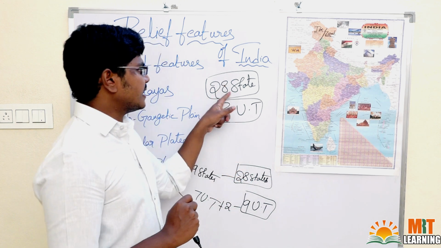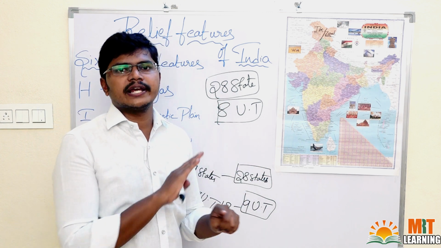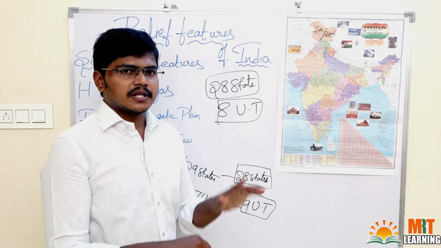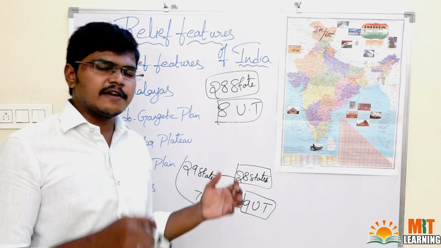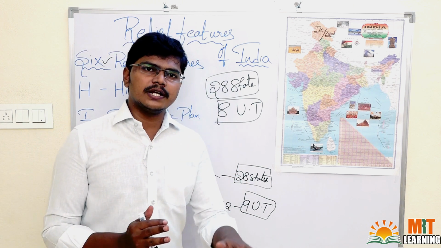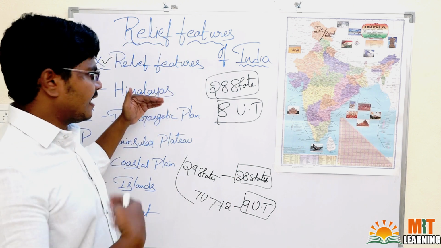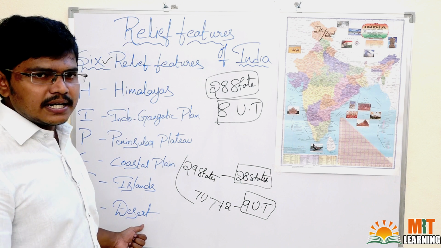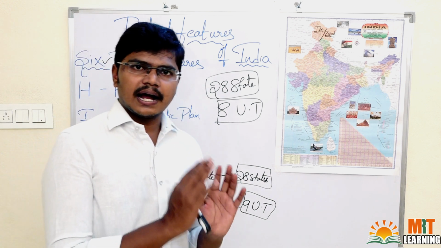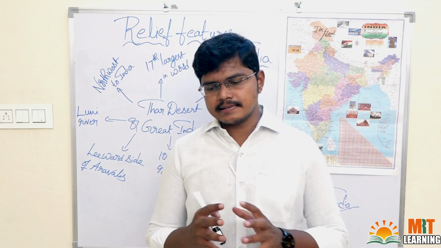Okay now, 28 states and 8 union territories presently we have. Don't get confused. Now coming to 6 relief features, in brief we can discuss in this video. In this video I will discuss only deserts and islands. From bottom to top I will explain. So now I will discuss deserts and islands. In relief features we are going to discuss the desert part.